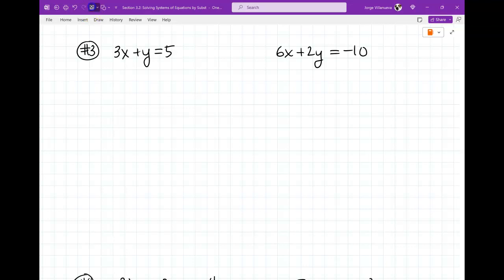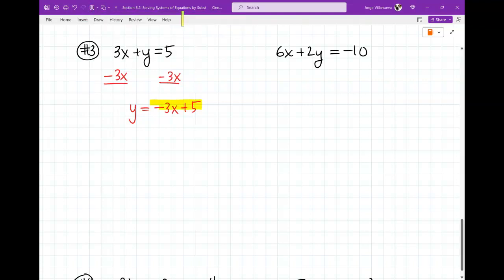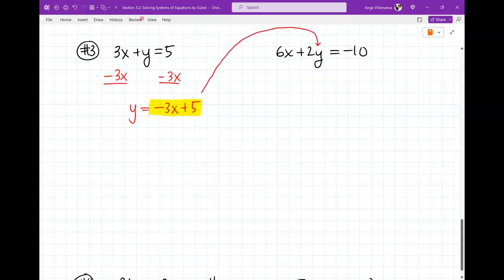So in order to solve for y, I'm going to have to do what to both sides? Subtract 3x. So minus 3x. Here we go, we get y equal to negative 3x plus 5. Great, I got step 2 done. I solved for a letter. It's y equal to negative 3x plus 5. And what I'm going to do is take this right here and substitute it into the other equation. So that's going to go right there.